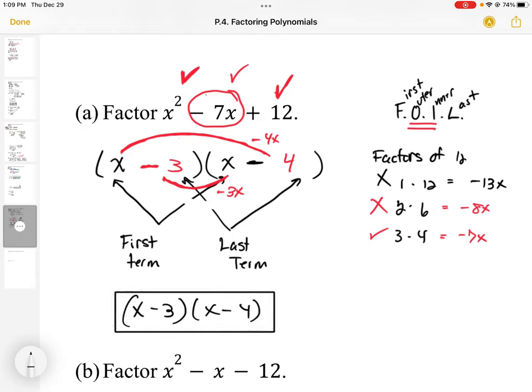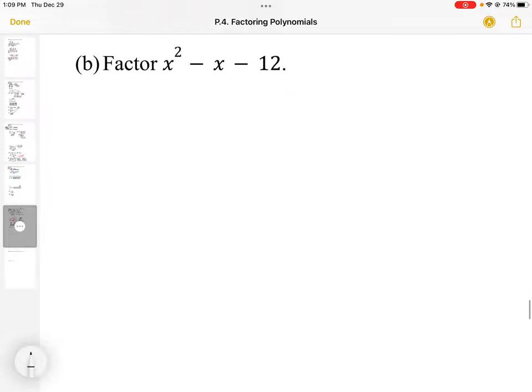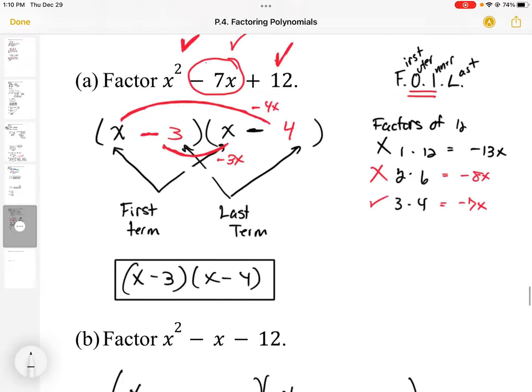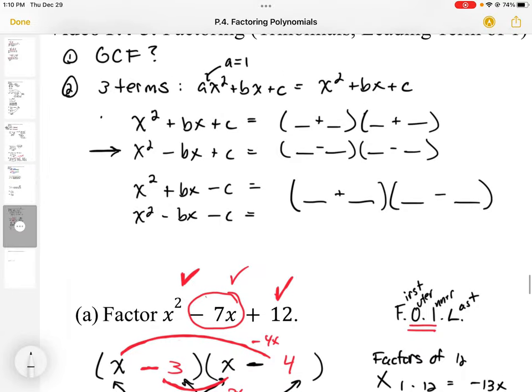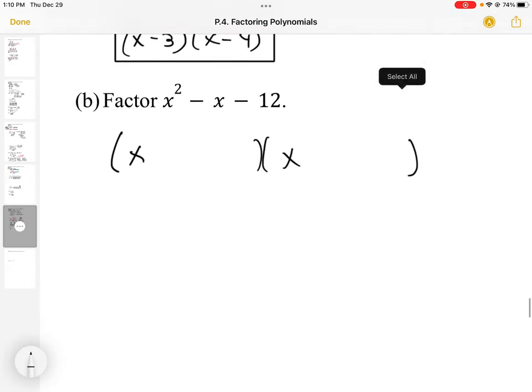Okay, let's look at one more of these. x squared minus x minus 12. Again, we're going to start this off with factors of our first term. Now notice we have two negative signs. So if we look back up at our notes here, two negative signs, we are now looking at the last option, and our two factors have opposite signs. A plus sign and a minus sign. So we're going to need a plus sign and a minus sign here.